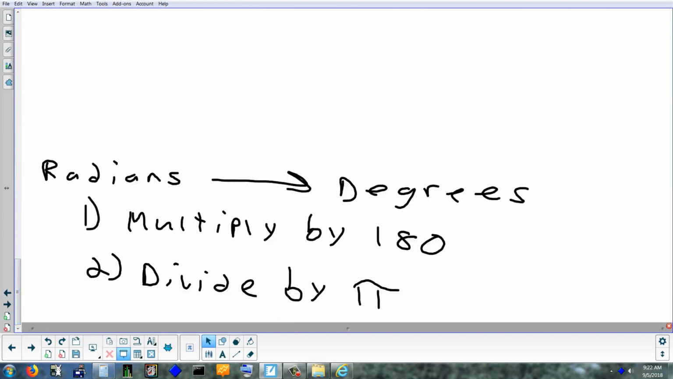Okay, so to convert from radians to degrees, it still involves pi and 180, but it's the opposite. This time pi is in the bottom, and the 180 is in the top. So if you said 12 radians, how many degrees is it? I'd say, okay, multiply 12 by 180, and then divide by pi.